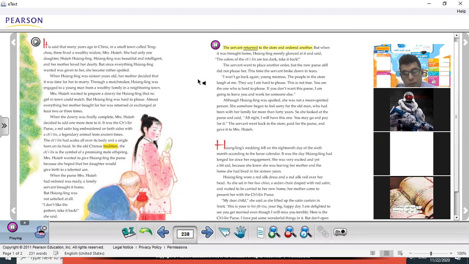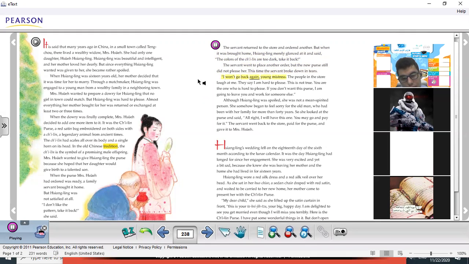The servant returned to the store and ordered another. But when it was brought home, Sang-Ling merely glanced at it and said, "The colors of the Chi-Lin are too dark. Take it back." The servant went to place another order, but the new purse still did not please her. This time the servant broke down in tears.